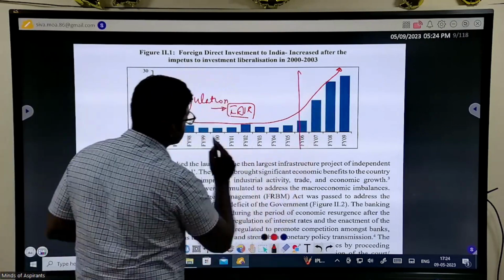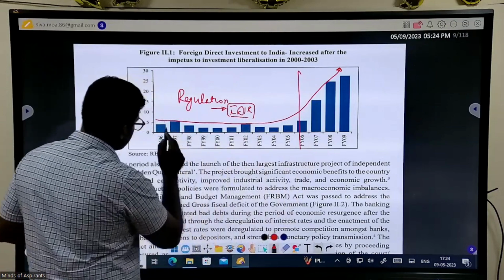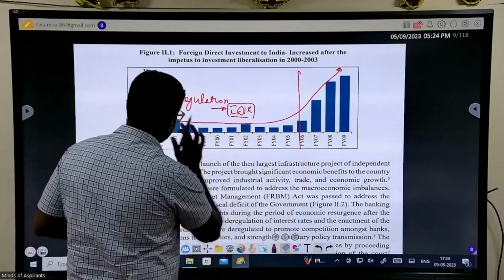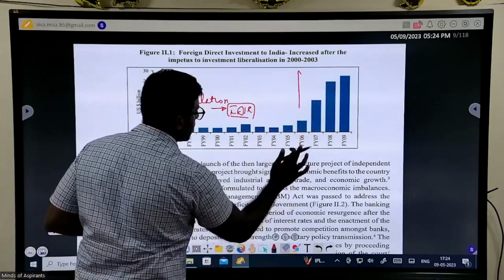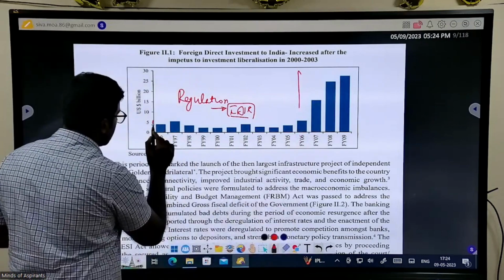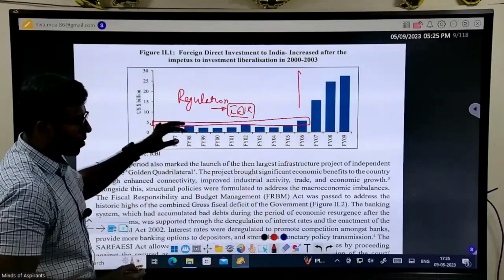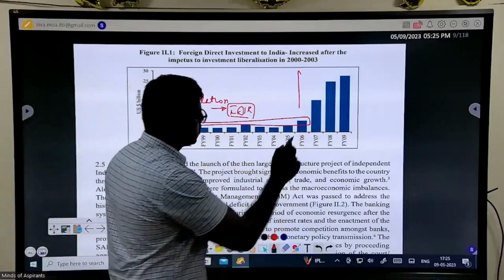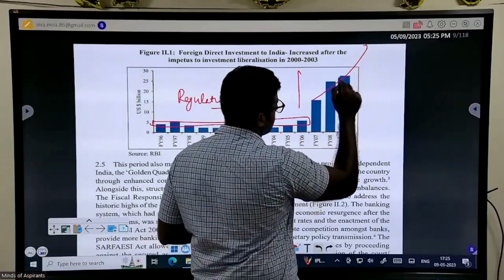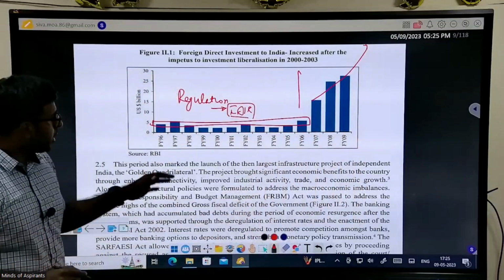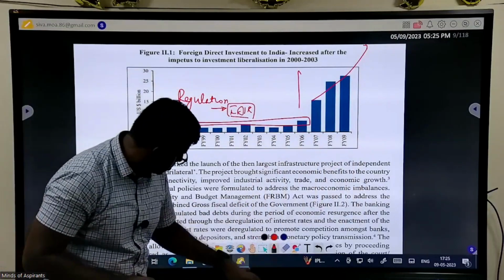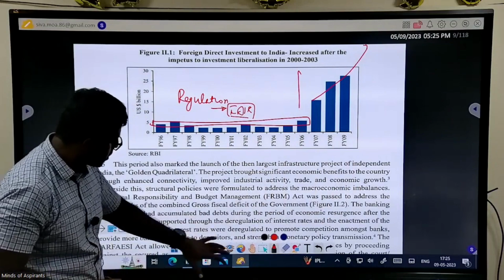See, FDI is not a continuous increase. Check this fact. It is not increasing continuously. If you see this, there has been up and down. And it has not increased like this. It is a step by step process now, and they have taken so many steps in order for this to happen.